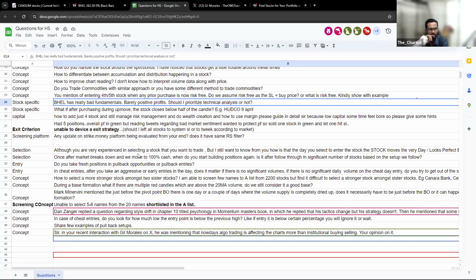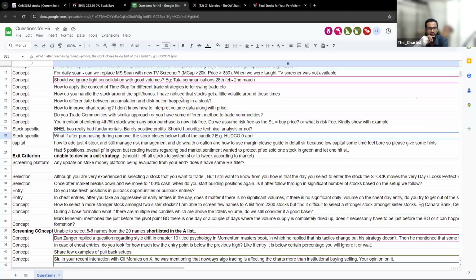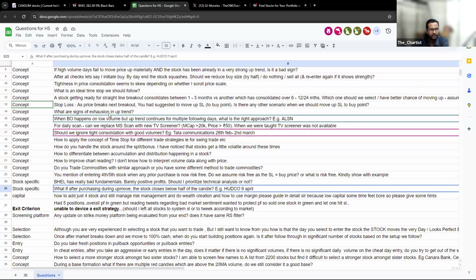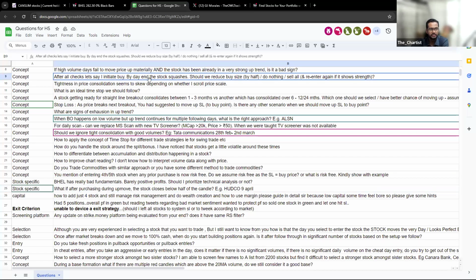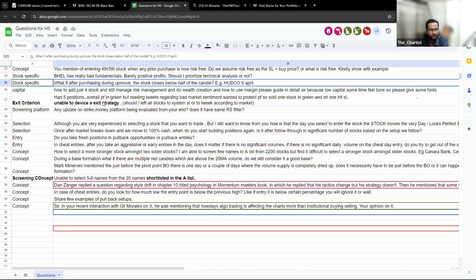What if after purchasing, the stock closes below half of the candle? This is the same question, sir, that I have just answered, that after the price breaks out and after all the checklist, by the end the stock squats. This is the same answer I have. Stock closes below.